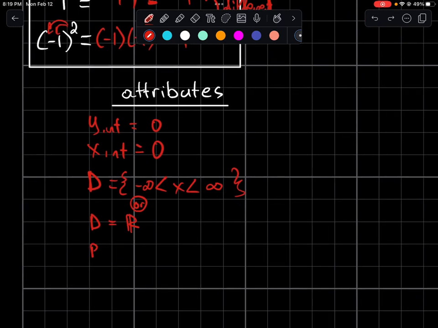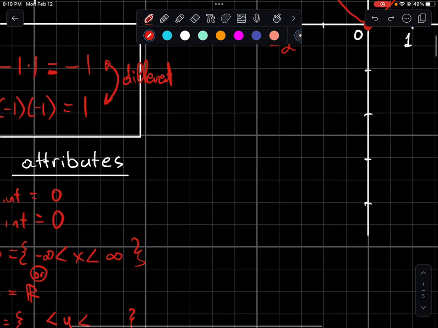The next one is the range. Now the range is going to have a similar format. The braces indicate that this is a set, the set of all outputs. It's going to be something or a number less than y, less than something that could be infinity or a number. And these symbols, these inequalities, could also be equal depending on the case. So we're going to leave it like that. The question is, what do we put here and what do we put here?